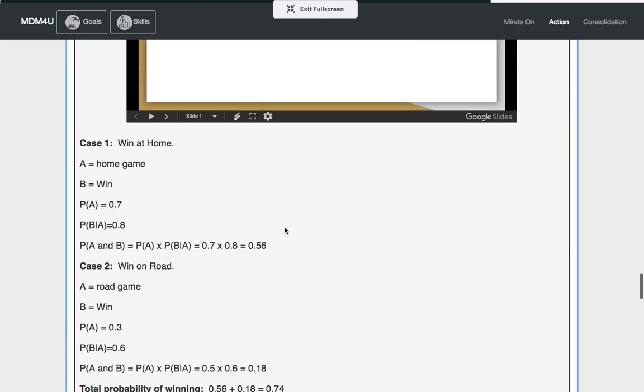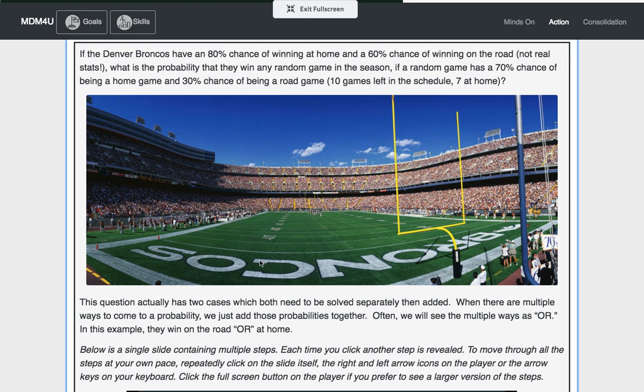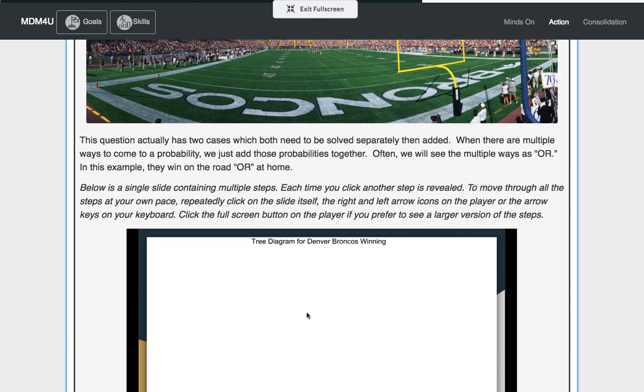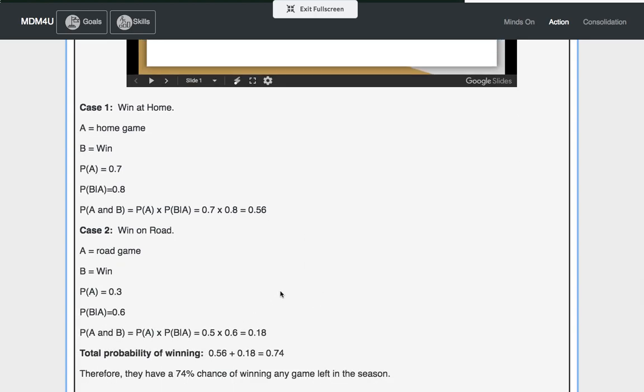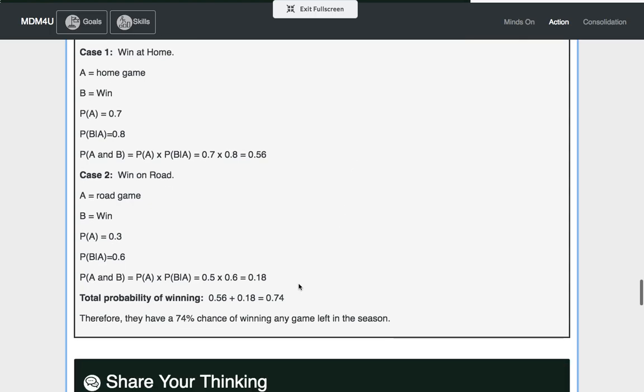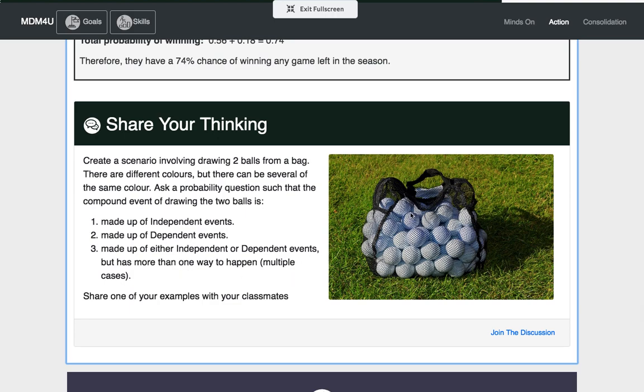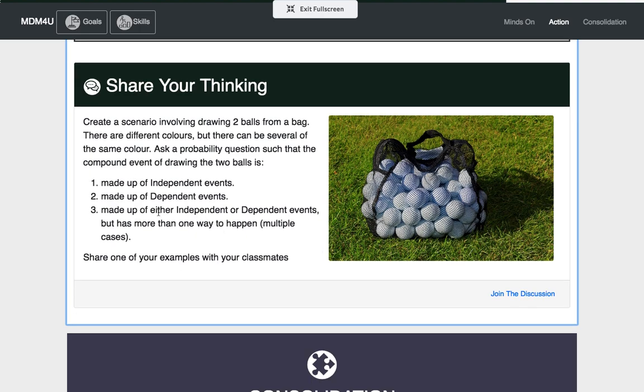So this is the example up here of the Denver Broncos when they can either win at home or away. You can take a look at the tree diagram and see the solution there. So it's either winning at home or away, and they're trying to get the total probability of winning. So you might think of a different event down here for the golf balls. Maybe you could pick a golf ball with your right or left hand, or you could use primary colors, or you could use red and green, or red or green, sorry. So there are lots of examples of multiple cases that could occur.